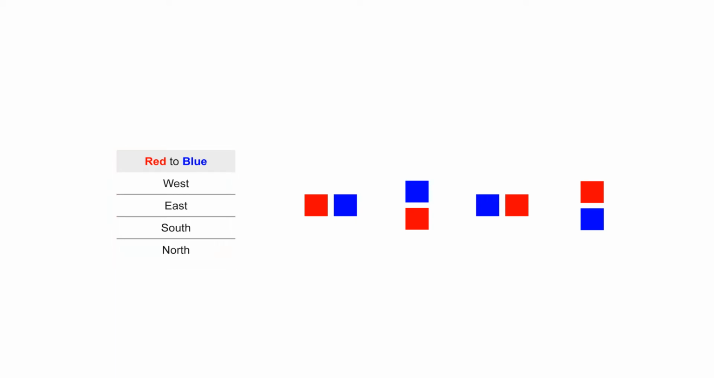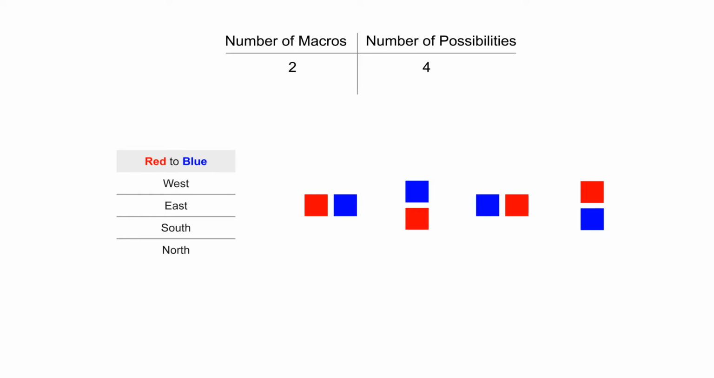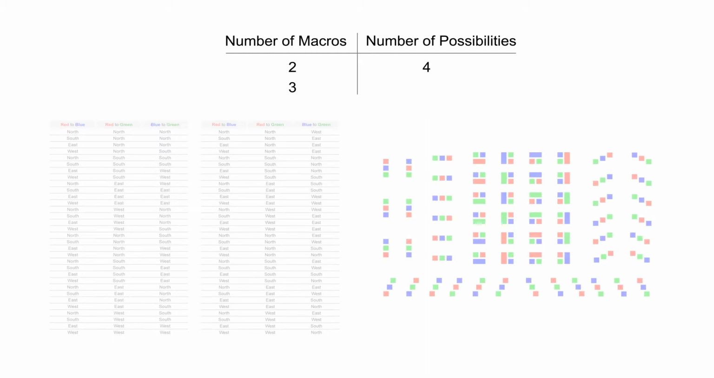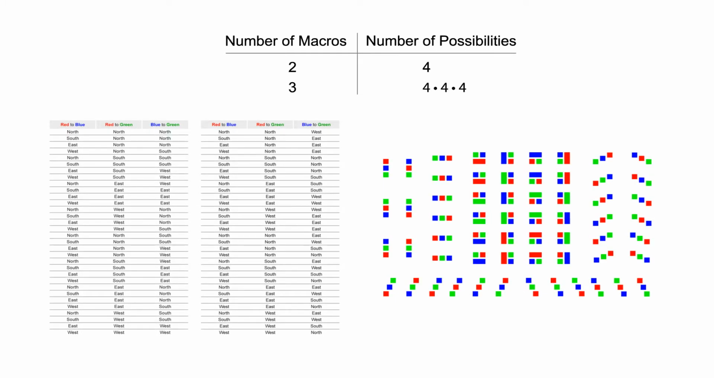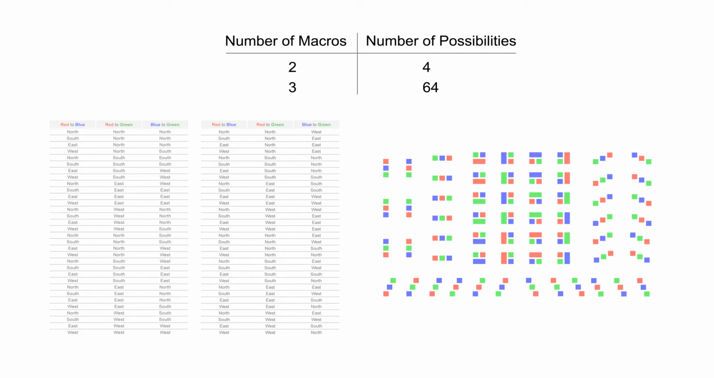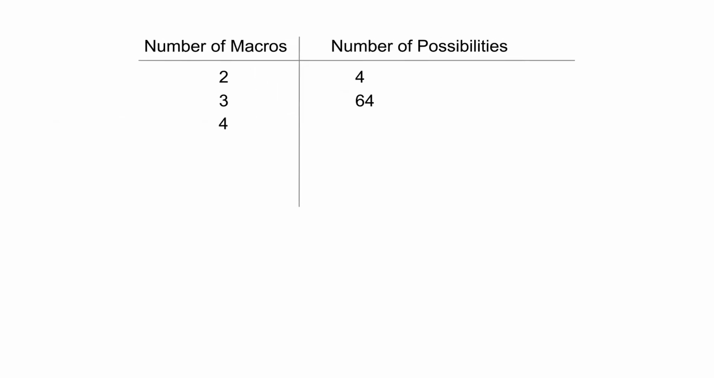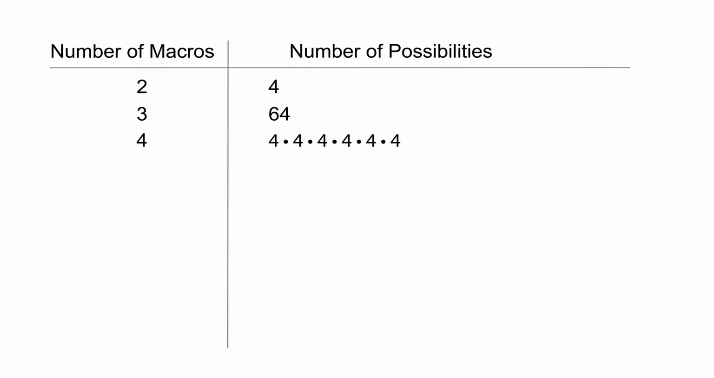One could try to do this by checking all possibilities one after the other. But the number of such possibilities grows very rapidly indeed. For 2 macros, there are just 4 possibilities. For 3, there are already 4 times 4 times 4 equals 64 possibilities. For 4 macros, there are 4 times 4 times 4 times 4 times 4 times 4 equals 4,096 possibilities, and so on. In general, for n macros, there are 4 to the power of n over 2 possibilities.